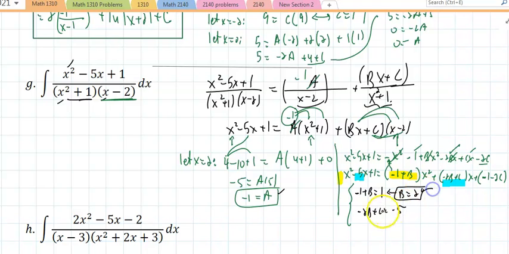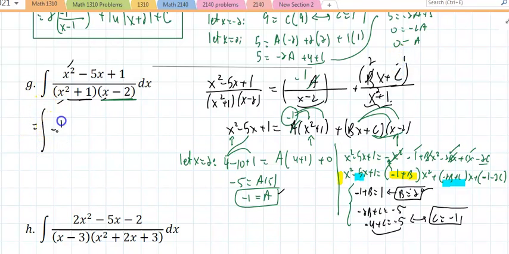But I know what b is. So negative 4 plus c equals a negative 5. I get c to equal a negative 1. And I'm done. b is 2. c is a negative 1. So the busy work is done. That's negative 1 over x minus 2 plus 2x minus 1 over x squared plus 1 dx.